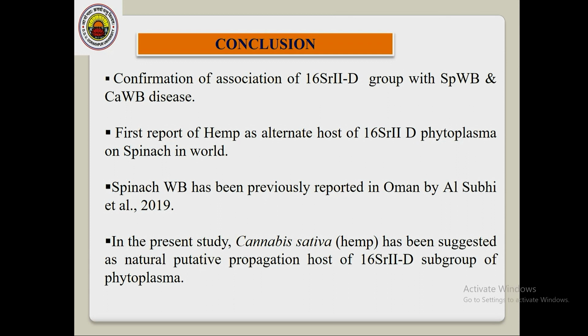In the present study, Cannabis sativa has been suggested as a natural putative propagation host of the 16SrII-D subgroup of phytoplasma. Some other reports also show that Cannabis sativa is one of the major potential reservoirs of phytoplasma, not only in India but in other parts of the world also. So we have to eradicate such weeds from the field and use some integrated management practices to eradicate them.